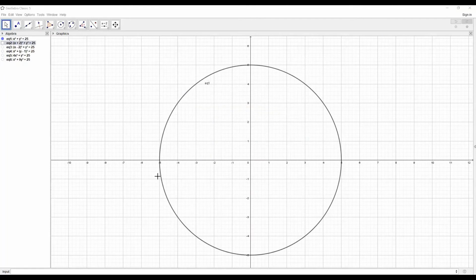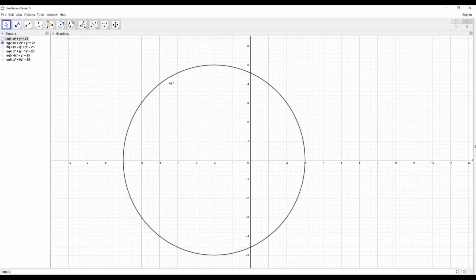Another sort of transformation which goes beyond the scope of your typical college algebra class is a rotation, where you can rotate the entire graph, so we won't be looking at that specifically.